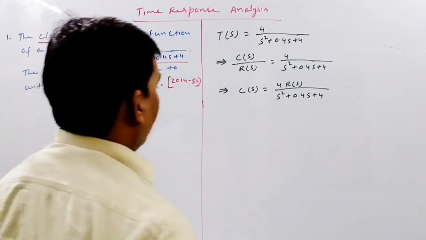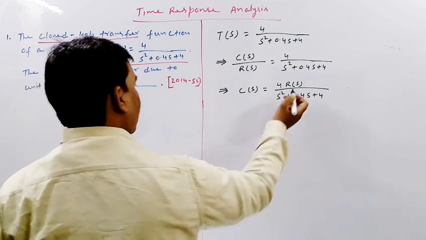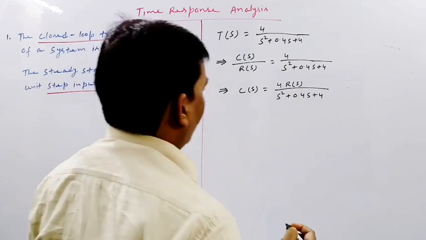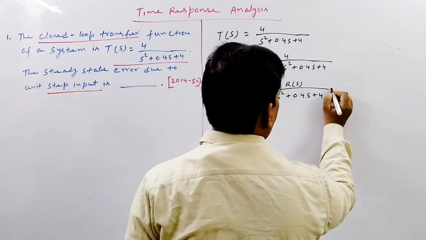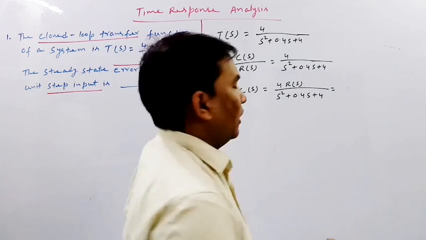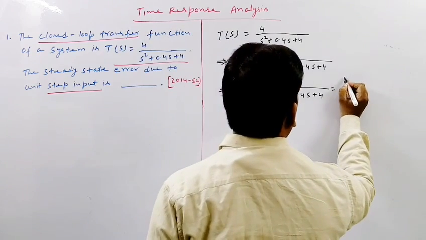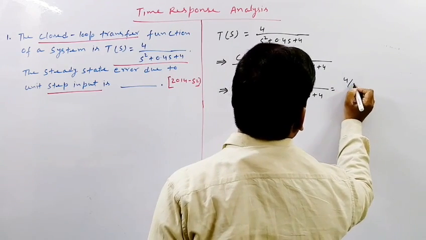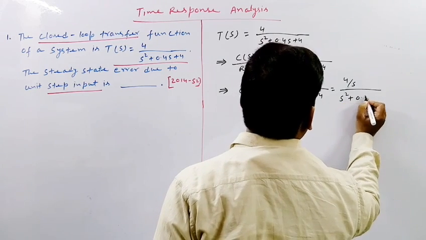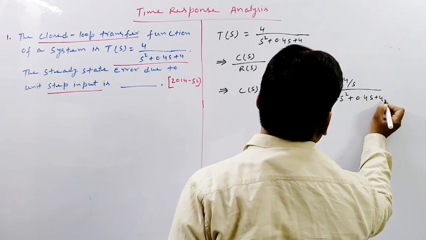Okay. Now what is R(s)? Since it is unit step input, R(s) will be 1 by s, because the Laplace transform of a step input is 1 by s. So C(s) will be 4 divided by s, divided by s square plus 0.4 s plus 4.